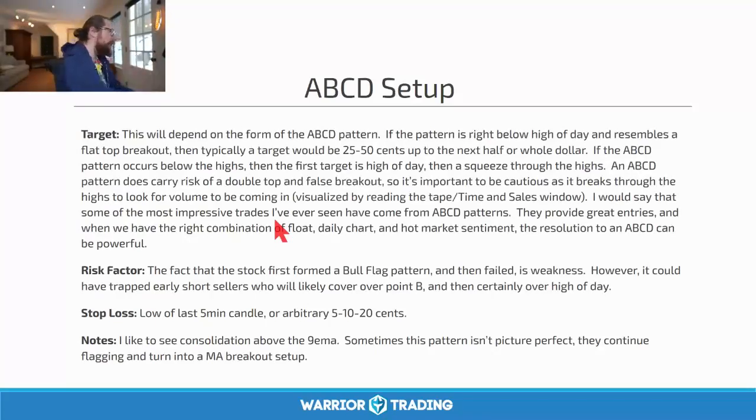All right, so you'll see a bunch of examples of ABCD patterns in this chapter. Now, certainly a risk factor is the fact that the stock first formed a bull flag and then failed. That is weakness.